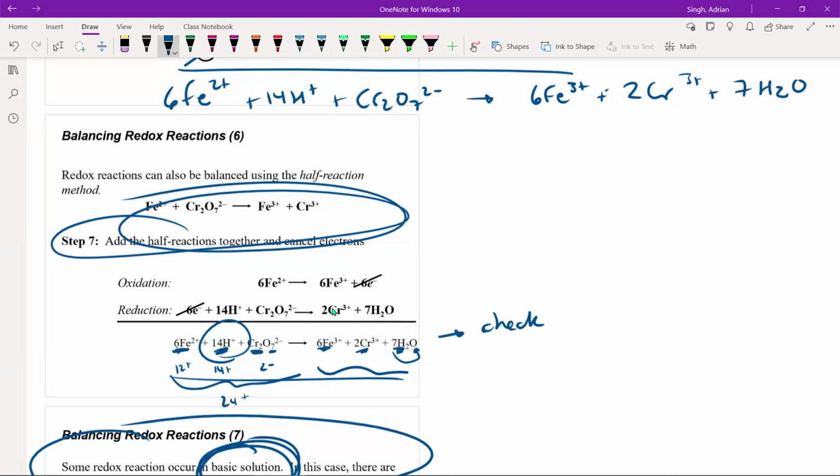If we add the charges on the right side, 6 plus 3 is 18 plus, 2 times 3 is 6 plus. We have no other charges. 18 plus 6 is 24 plus. So charges are balanced, atoms are balanced. That's your balanced equation.